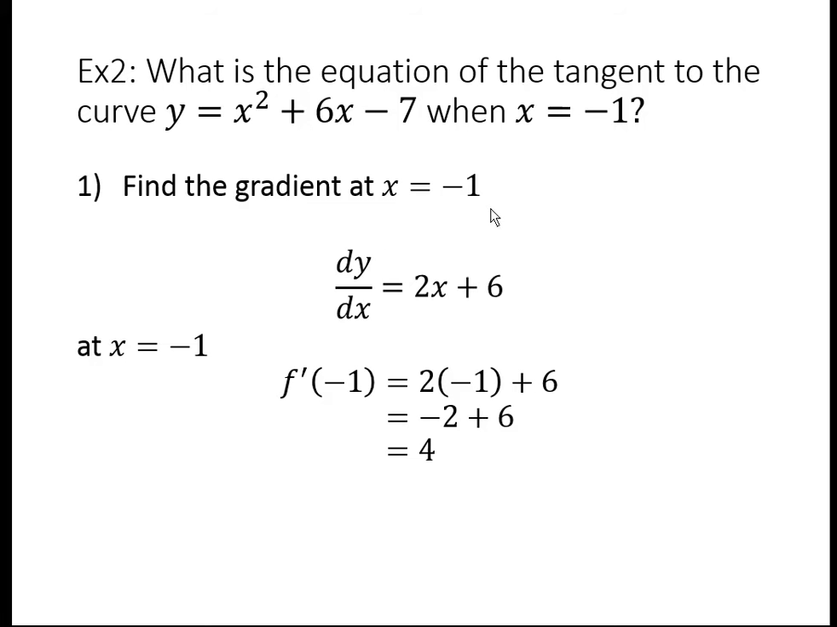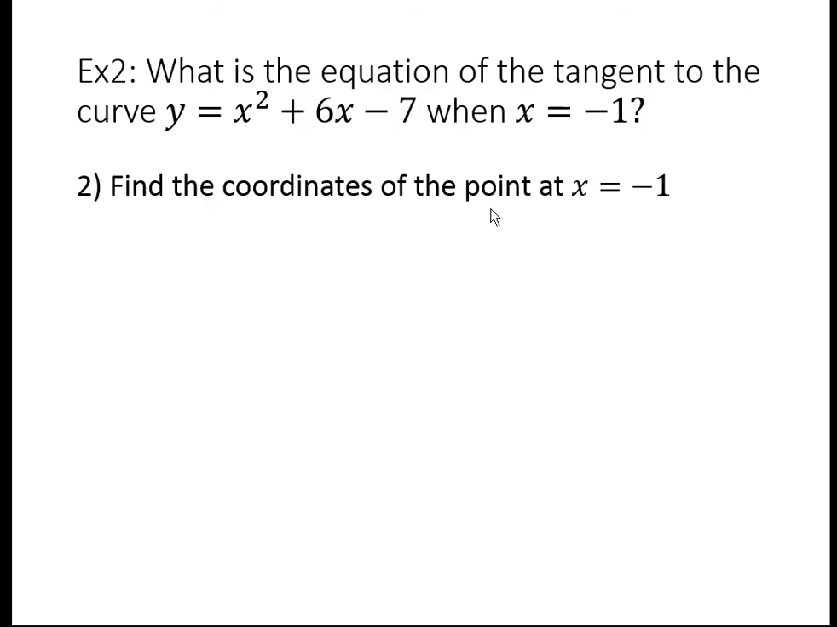So I've got my gradient, check, happy, happy. Now I just need a point. Well, the point negative 1, something. I basically need to figure out the y, and then I'm good to go. So finding the coordinates of the point at x equals negative 1.